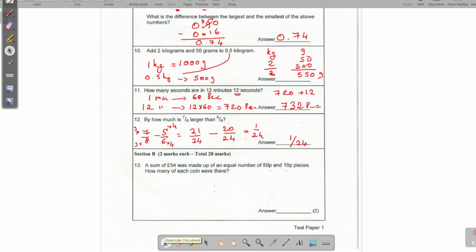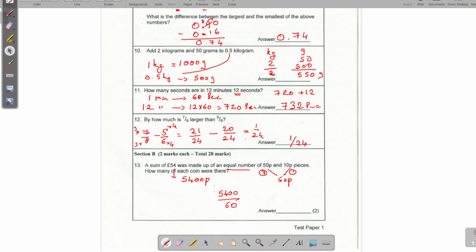So let's call 54 pounds. Let's write it in pence now. 54 pounds is 5,400 pence. So if you have one 50p and one 10p, because they say equal number, you get 60 pence. One of each will give you 60 pence. So let's see how many 60s will go into 5,400. We divide the 5,400 by 60.